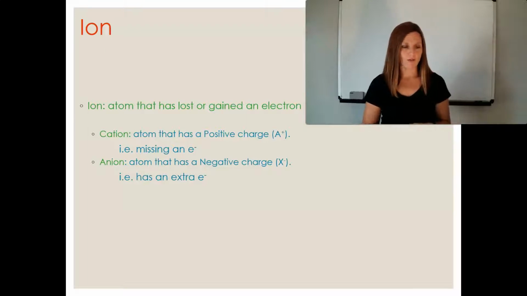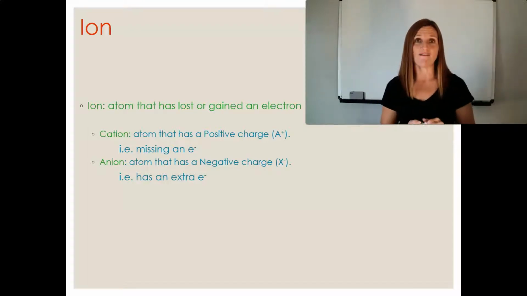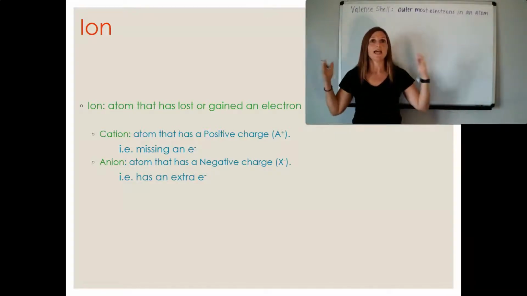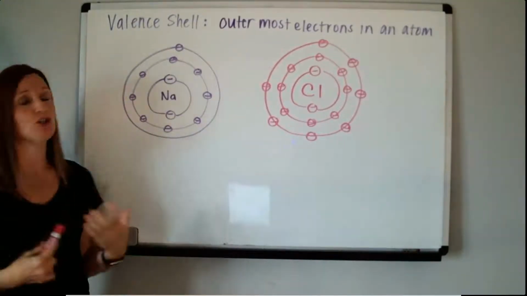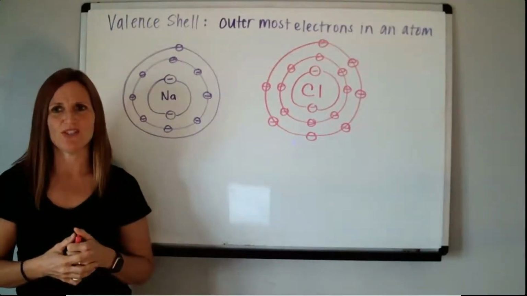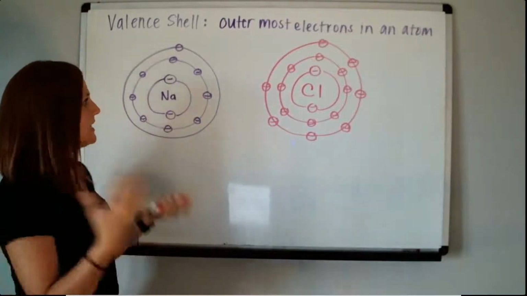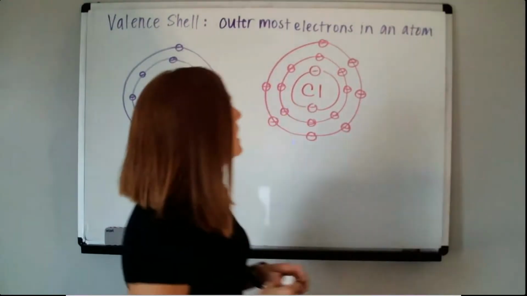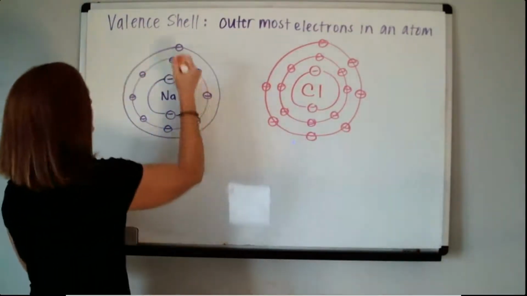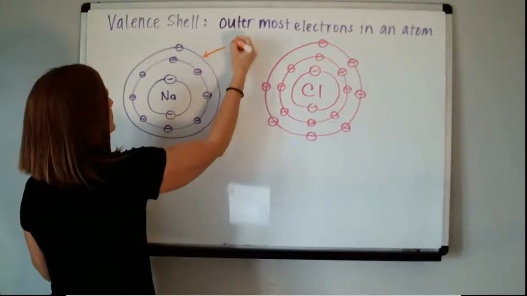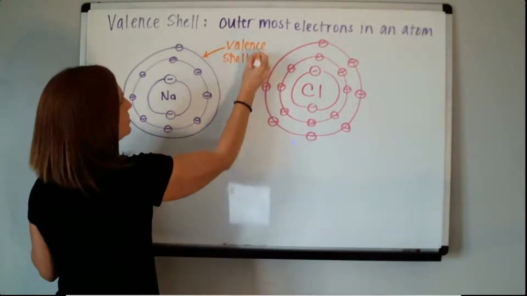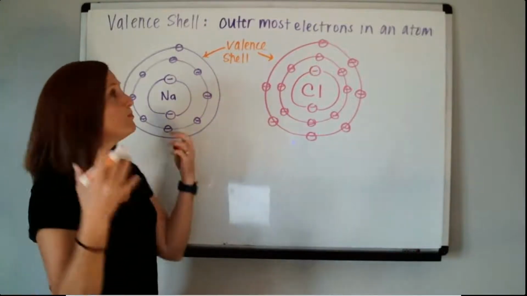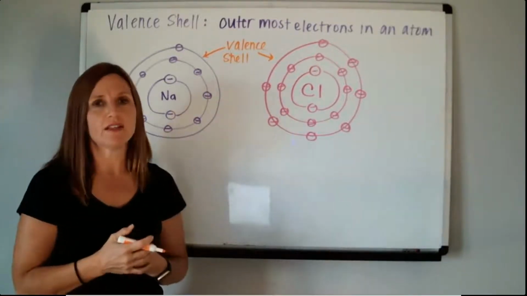So we have a lot of words to unpack here. So let's start with a valence shell. A valence shell represents the outermost electrons in an atom. So I've put up two really commonly used atoms on the board, and each of them has their valence shell. The valence shell is the outermost ring. So right here, this is the valence shell, and also this outermost ring over here. So both of these are the valence shell.